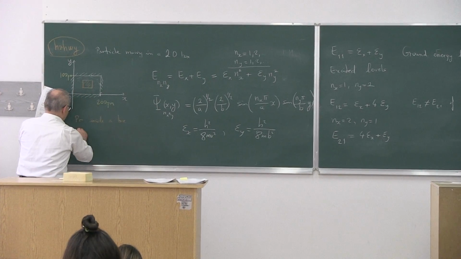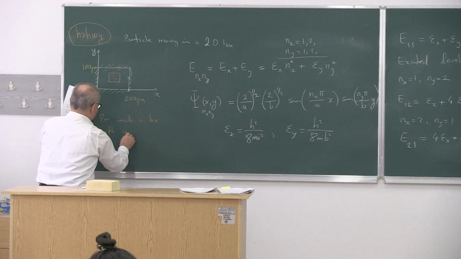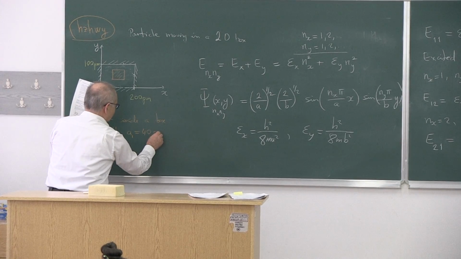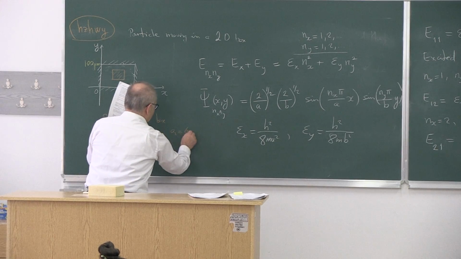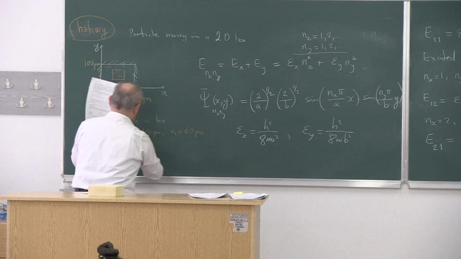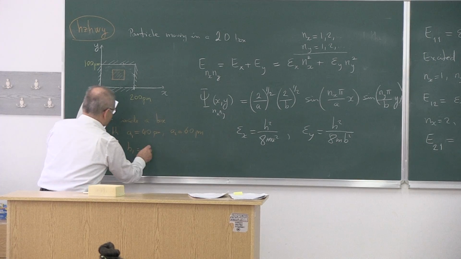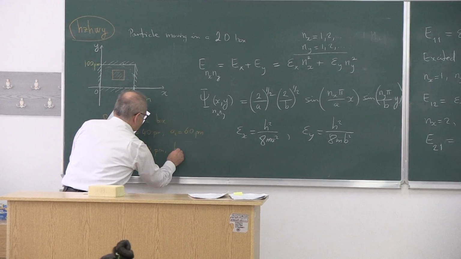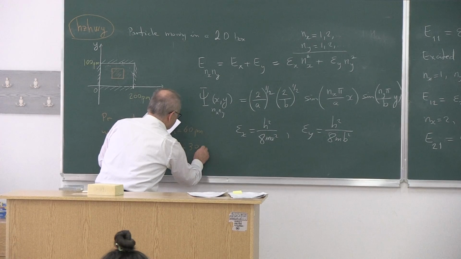Box with A1 40 picometer, A2 60 picometer, and B1 20 picometers, and B2 30 picometers.